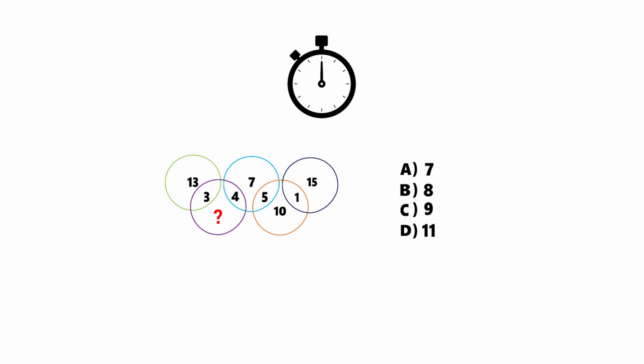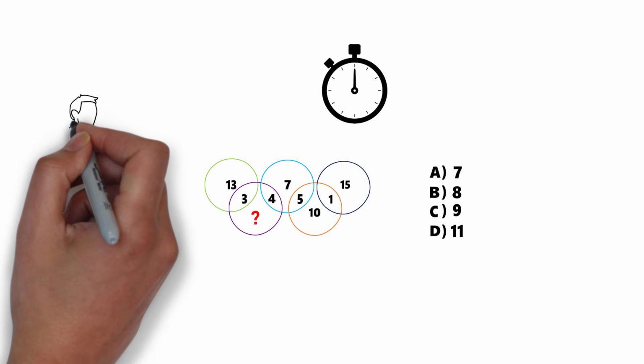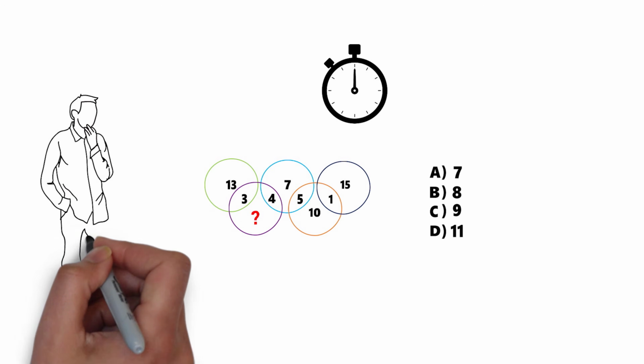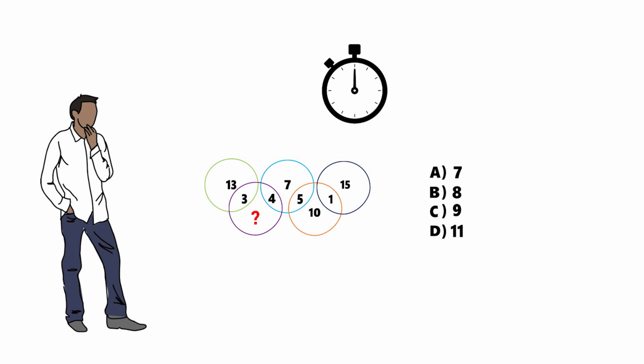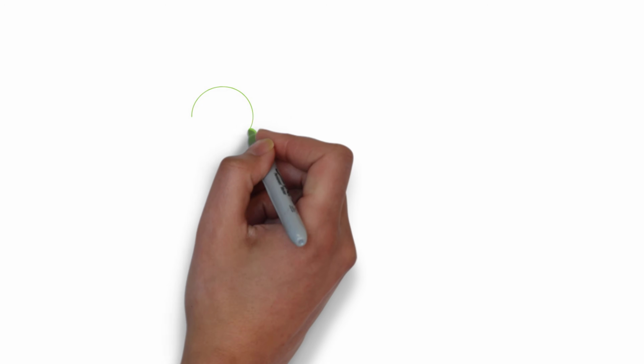This is about as much time as you get on the typical test to calculate the answer. Do you see the solution? Let's continue to see how we can get to the correct solution and solve this challenge together. As you might have figured out by now, the sum of the numbers in each circle adds up to 16. For example, let's look at the green circle.